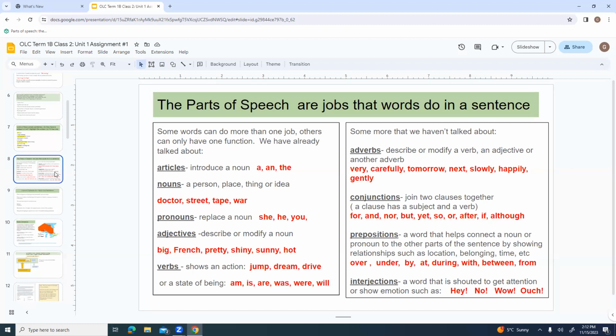Interjections. Those are just words that are shouted to get attention or to show emotion, like hey, no, wow, ouch. Right? So they're often not part of a sentence. They're more sort of outside of a sentence, commonly anyways.